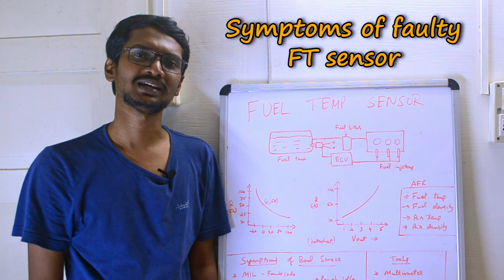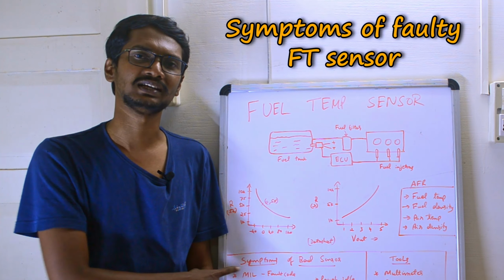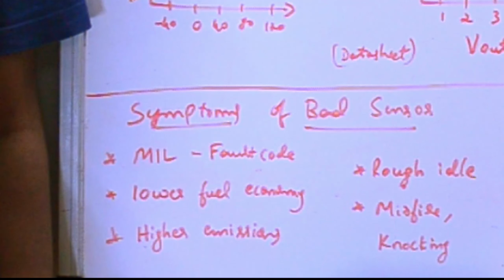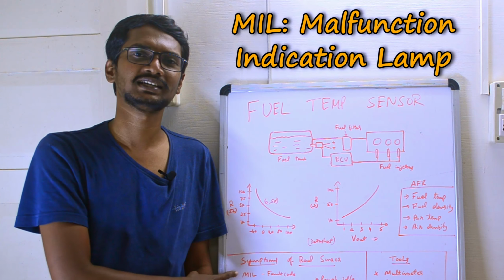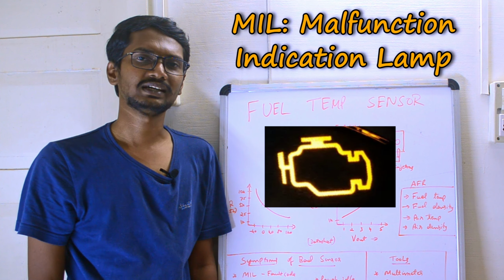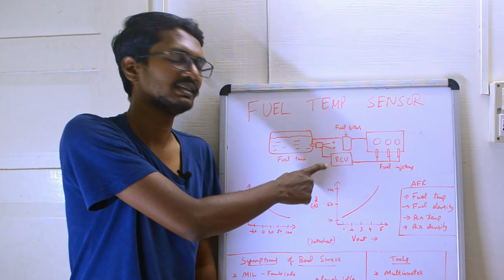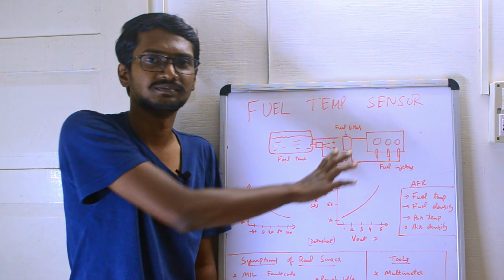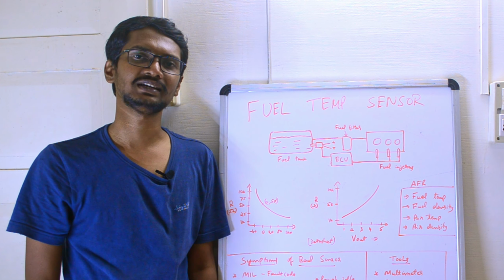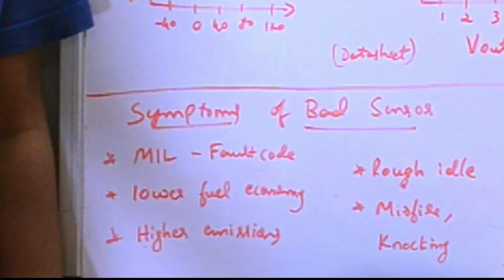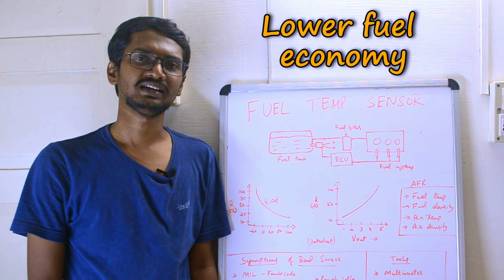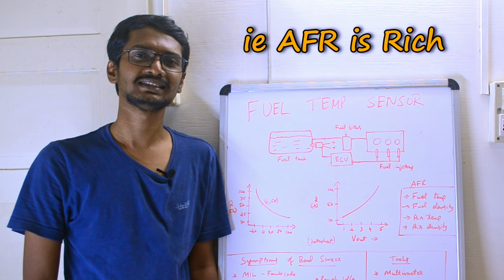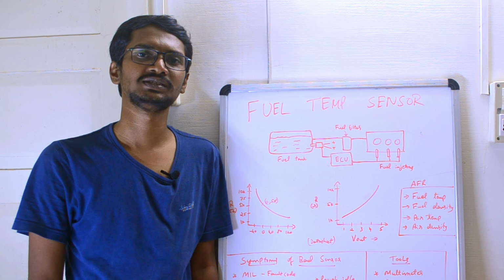Now let's understand what happens if the fuel temperature sensor is faulty, or the wiring is damaged, or if the ECU is getting intermittent signals. First thing is MIL, that is malfunction indication lamp, will come on dashboard. That indicates a fault code is generated by the ECU. That is, ECU has detected some issue or fault in this system, and by reading the fault code we will get more information on the fault. Next one is lower fuel economy. Since the AFR ratio is not optimized, ECU might overcompensate and use more fuel, that is run in a rich condition, thus it might consume more fuel.